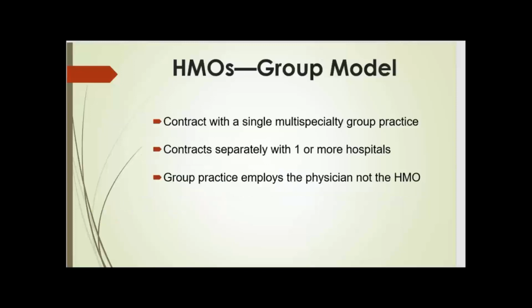The next model is the group model. A group model HMO contracts with a multi-specialty group practice and, separately, with one or more hospitals to provide comprehensive services to its members. The physicians in the group practice are employed by the group practice, not by the HMO. The HMO generally pays an all-inclusive capitation fee to the group practice to provide physician services to its members.